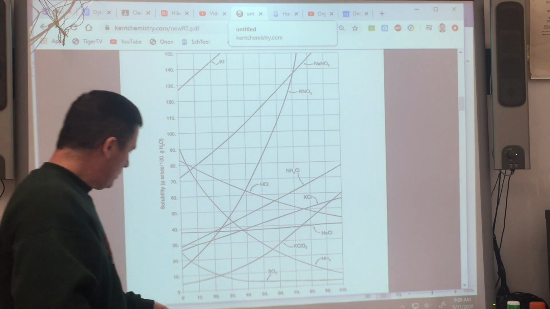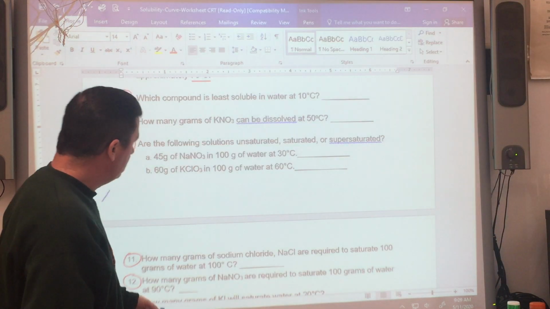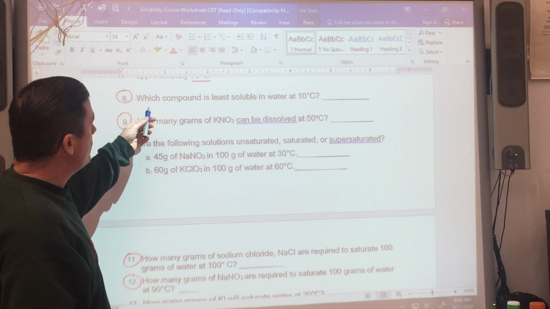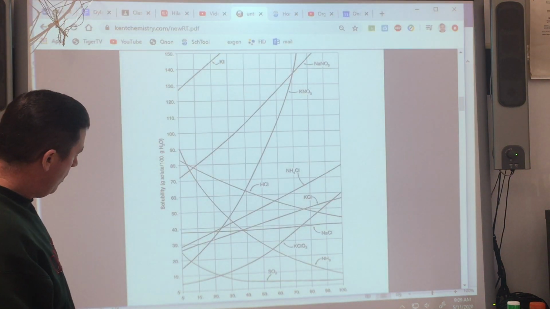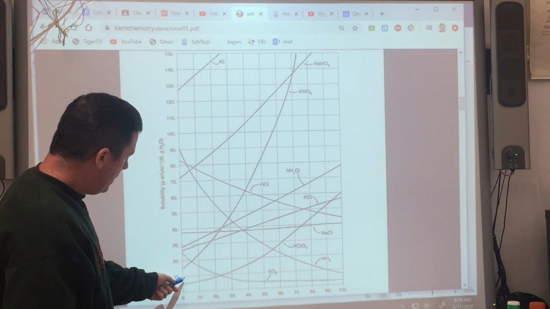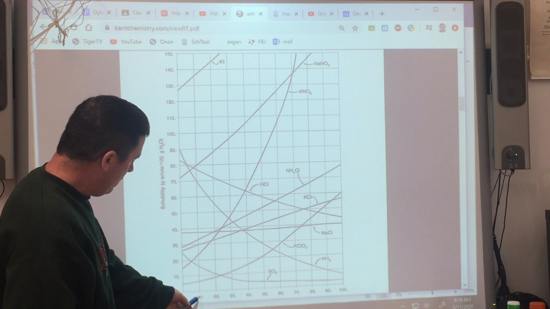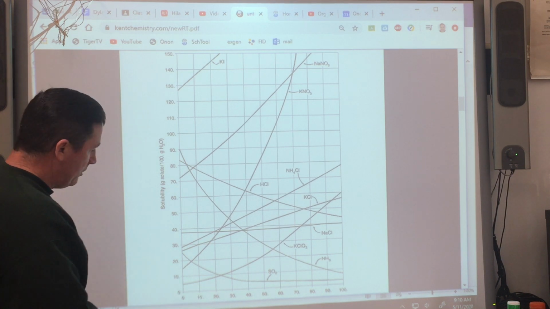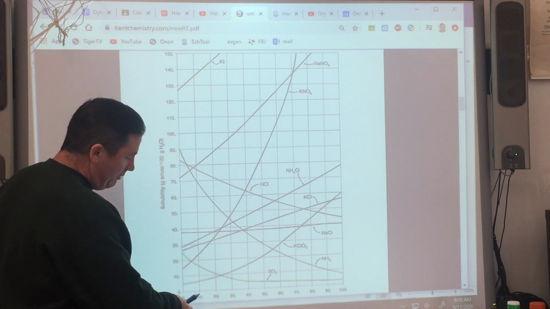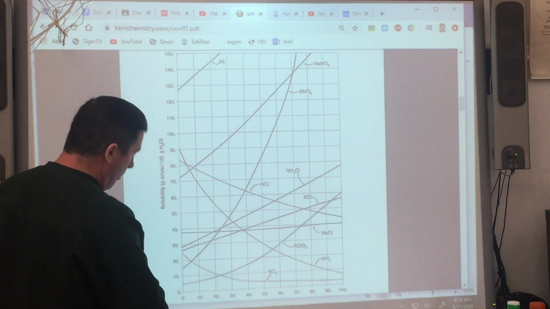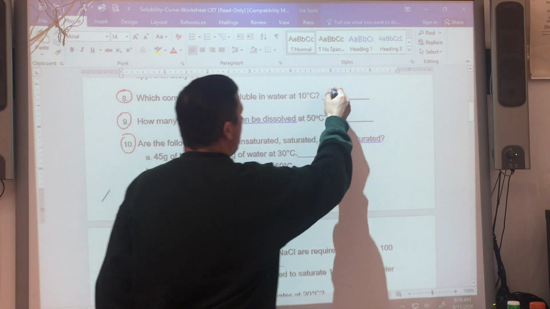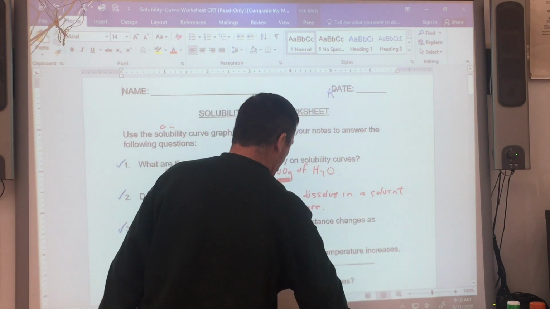Okay, so let's go back to our question. Which compound is least soluble in water at 10 degrees Celsius? 10 degrees Celsius is here, the one that's least soluble. That means the one I can fit the least amount in is KClO3.